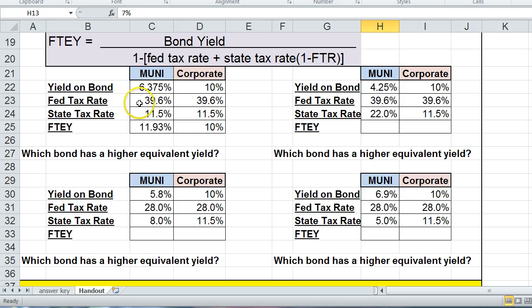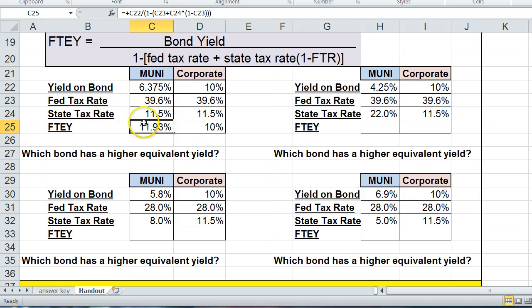So here we have both the federal and state tax rates. Again, the corporate is fully expressed in a taxable equivalency already, so no calculation is needed. But for the municipal, I'm going to take the bond yield, C22, and divide that by 1 minus C23, which is to add to C24 times 1 minus C23, the federal tax rate, just like this formula denotes. And I have these brackets set up to dictate the order of operations to make sure my formula is correct.